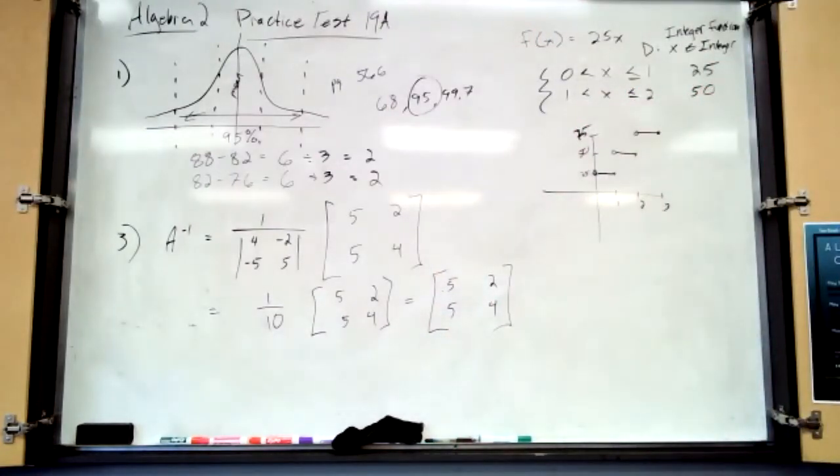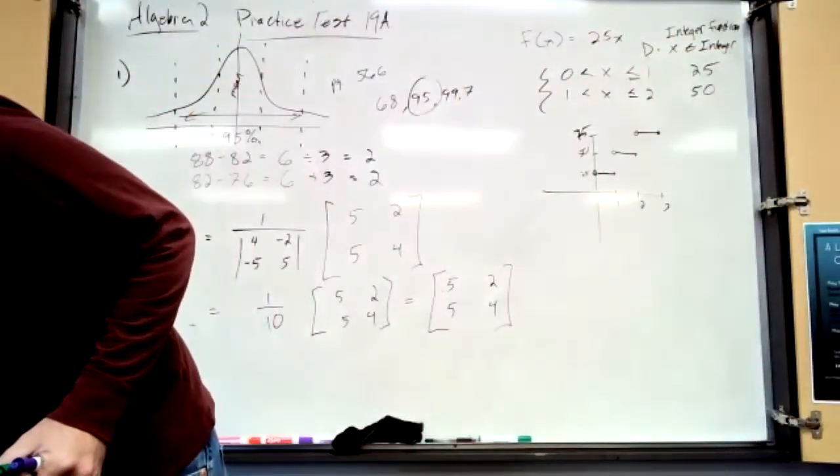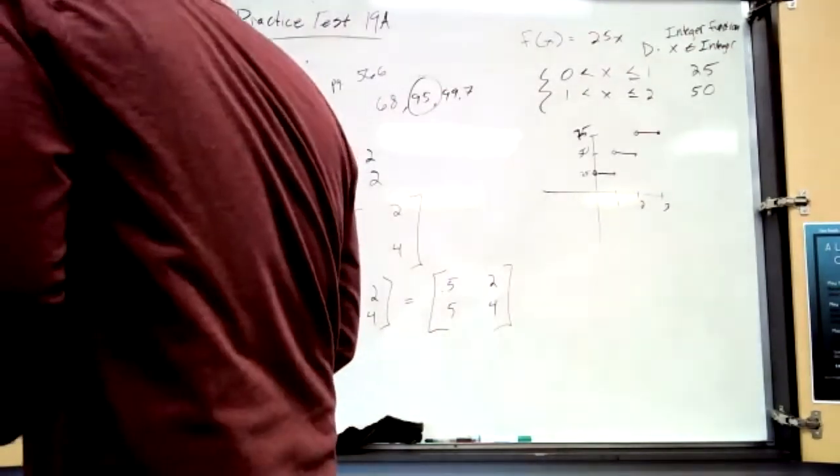Now, the way you can test to see if this is right is multiply that matrix times that matrix and see if you get the identity matrix, which is 1, 0, 0, 1. Okay? All right, number 4. Let me just make sure that's right. Looks good, looks good.